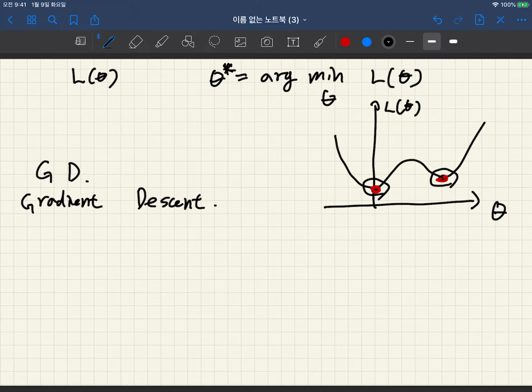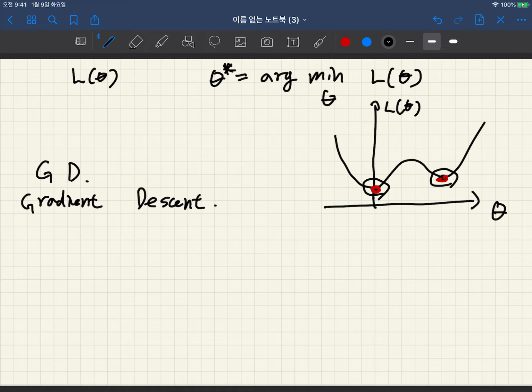All right, so the gradient descent algorithm is a very nice approach that can find the local optima from a very complicated non-convex loss function. In this video, I will briefly explain what the gradient descent approach is and why the gradient descent approach can give you the local optima point.